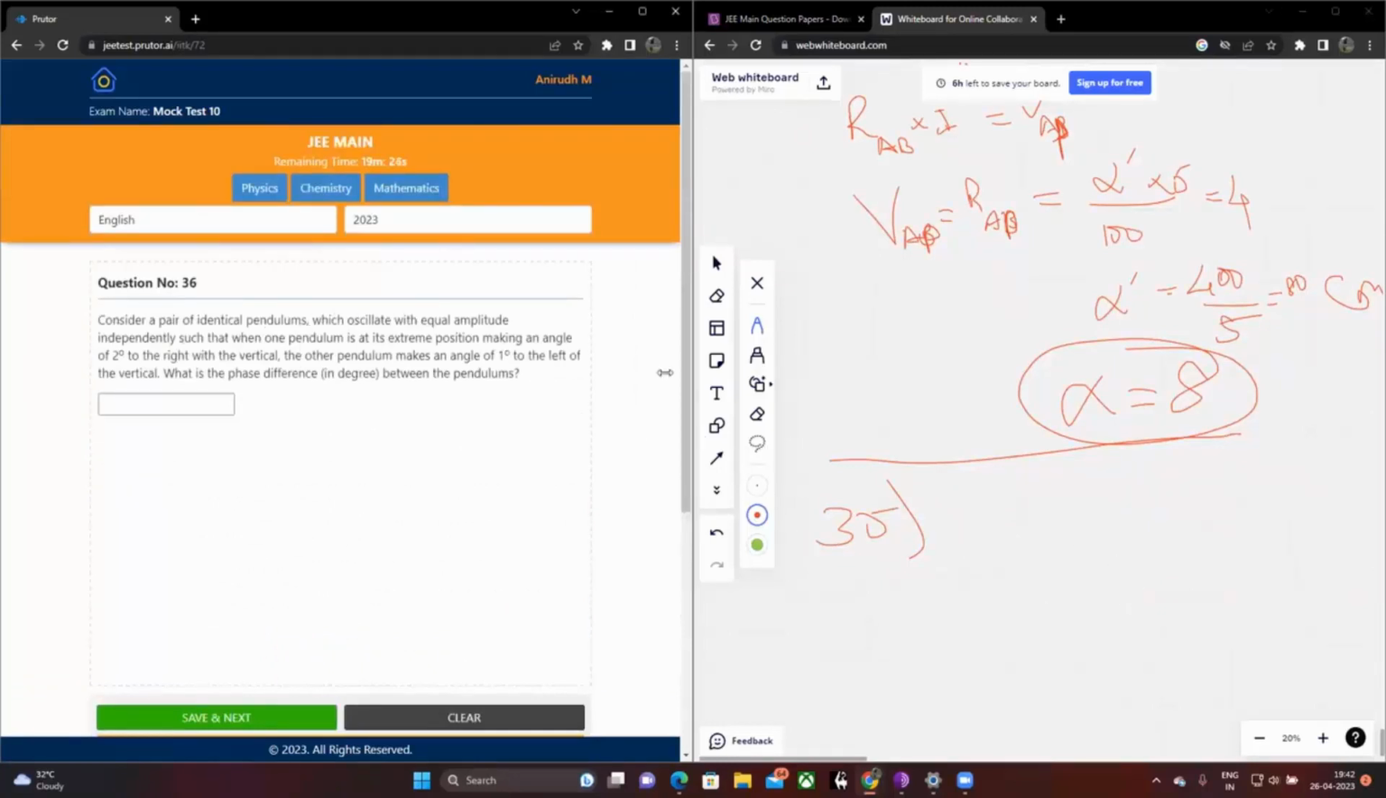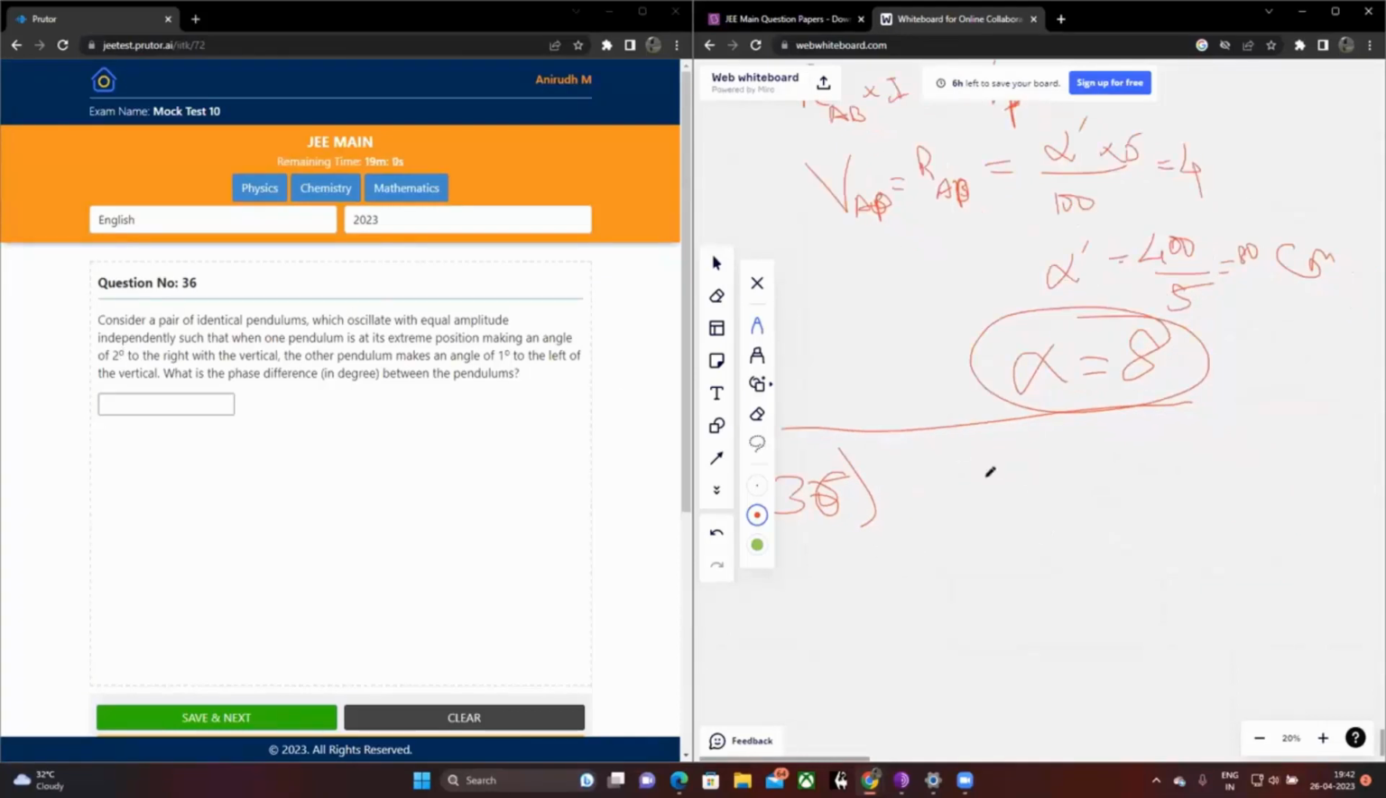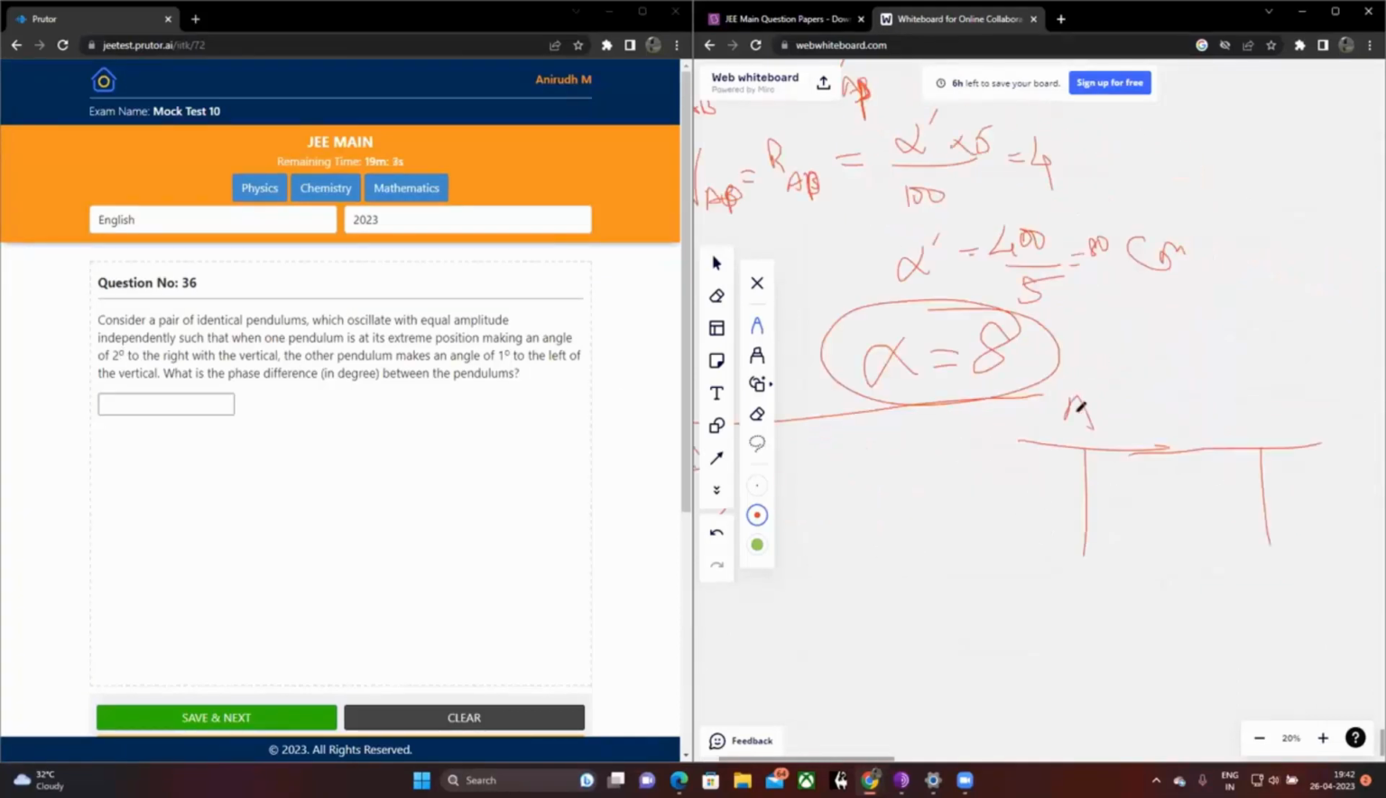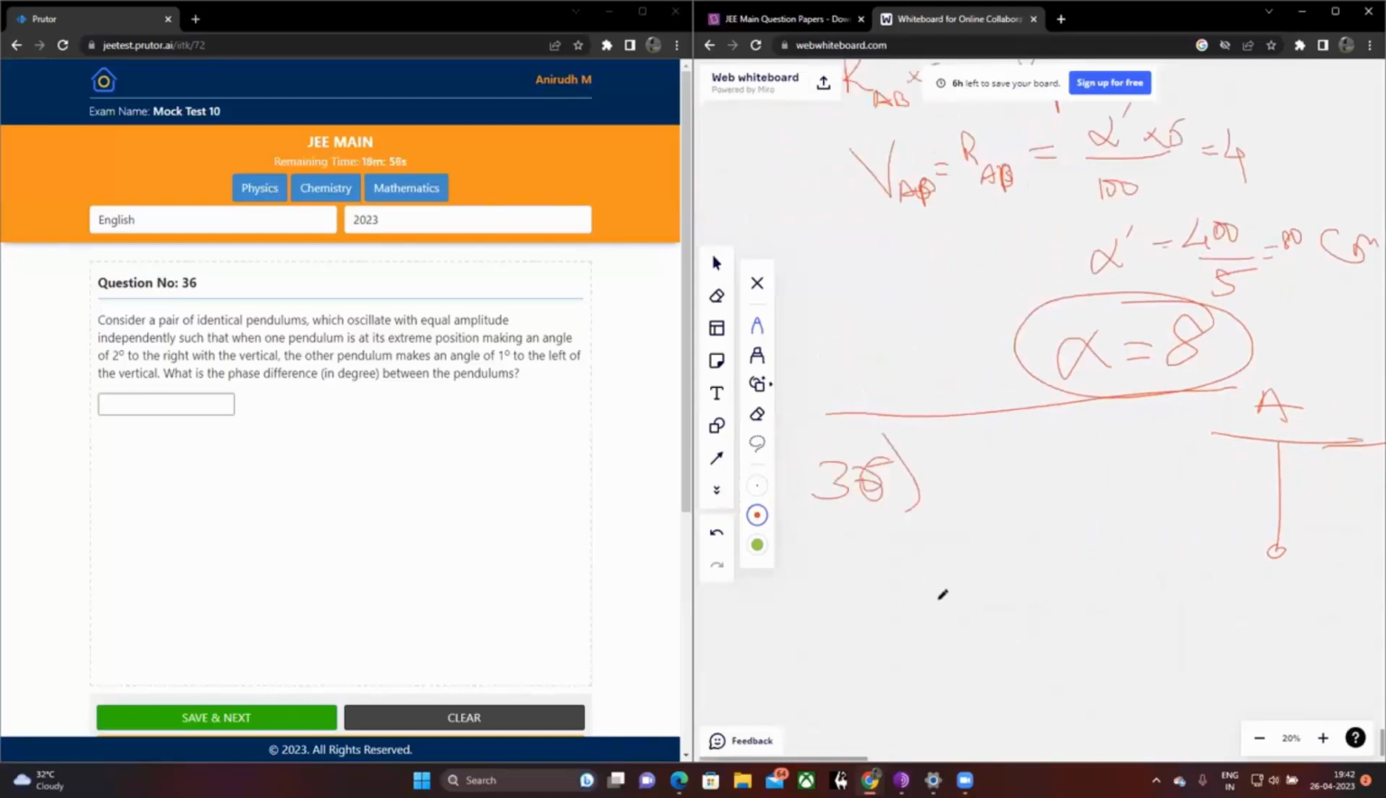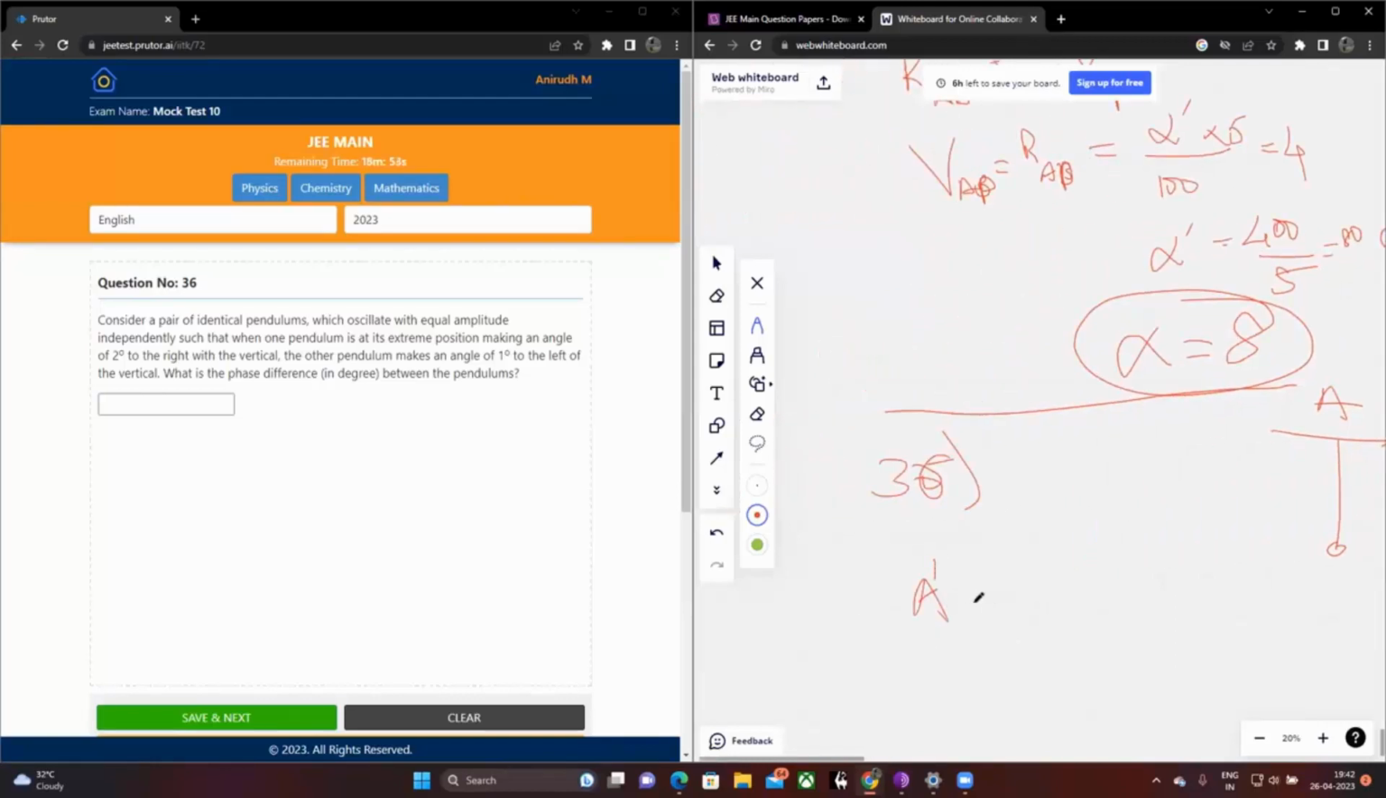Consider a pair of identical pendulums which oscillate with equal amplitude independently, such that when one pendulum is at its extreme position, making an angle of 2 degrees to the right with the vertical, the other pendulum makes an angle of 1 degree to the left of the vertical. So now you have 2 pendulums, pendulum A and pendulum B, and they both oscillate with the same amplitude A dash and the same rate. Identical pendulums also oscillate with the same frequency.